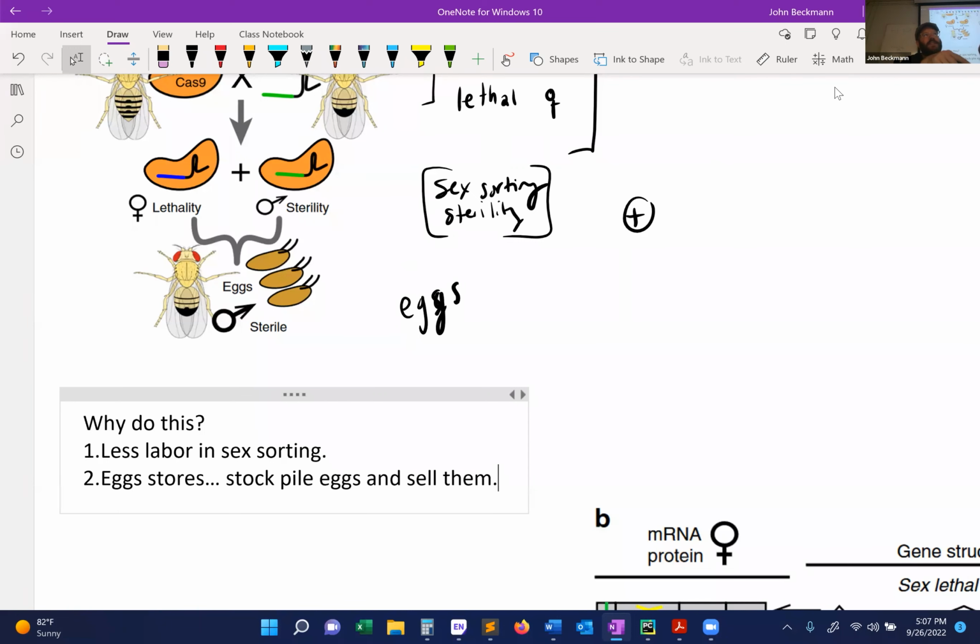But yeah, see, that's exactly what I was wondering about. Anyway, I'm not doubting it. I'm just curious to see if the release of the eggs is as evenly distributed as releases of adults. Maybe it's better. I don't know. Why else? Okay, so why else would you do this?